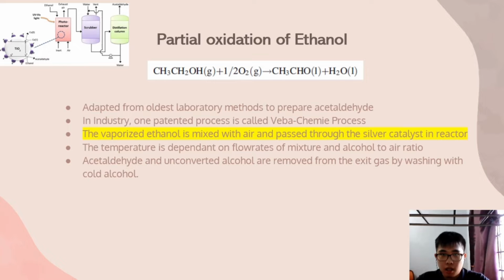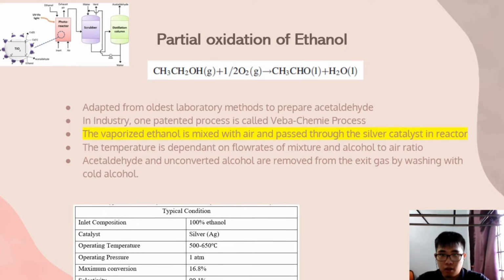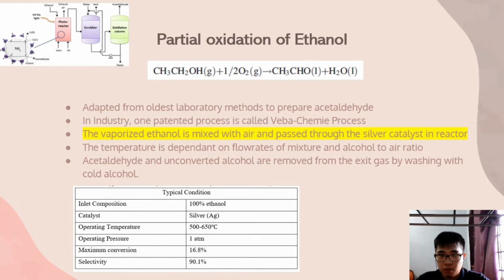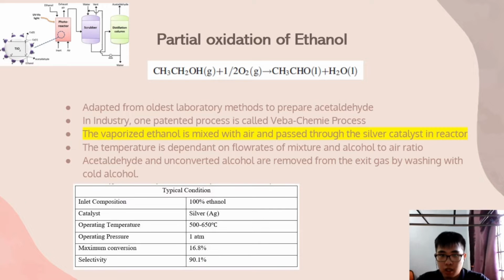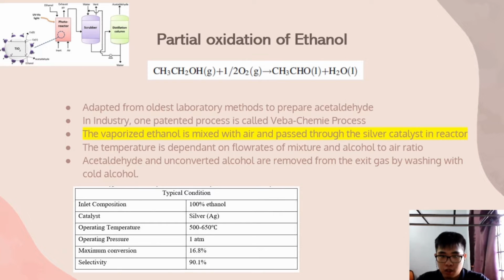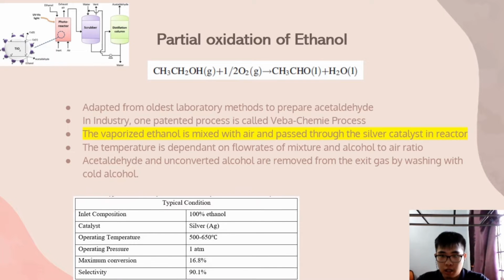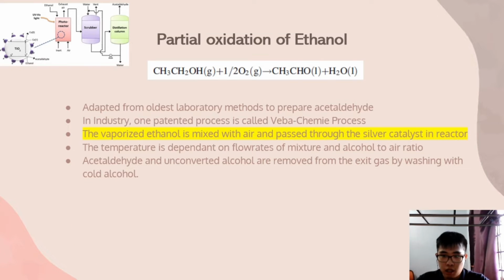And for the partial oxidation of ethanol, the industrial patent process is called the Veba-Chemie process. The vaporized ethanol is mixed with air and passed through a silver catalyst in the reactor typically. The acetaldehyde and unconverted alcohol are removed from the exit gas by washing with cool alcohol, similar to dehydrogenation.